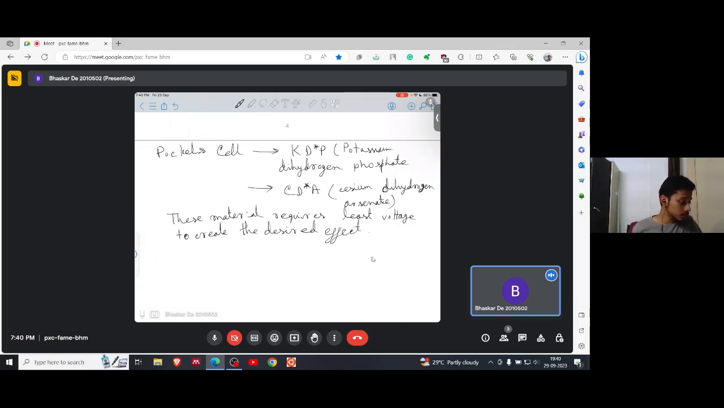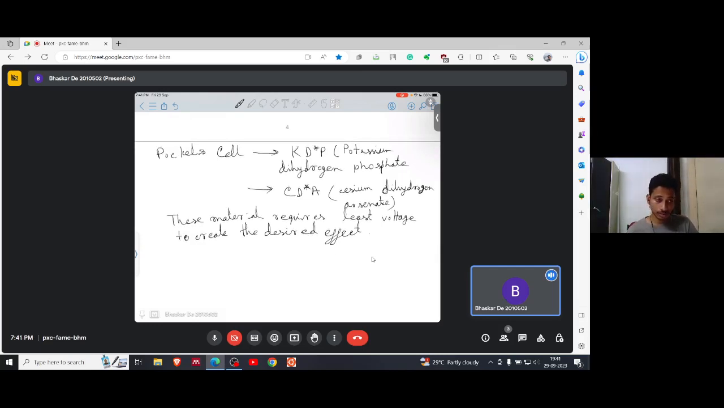So now the Pockels effect says that when we apply a voltage to the Pockels cell, it provides a rotation of the polarization of the beam that is proportional to the thickness of the cell and the magnitude of the field. So basically, the rotation of the polarization is dependent on the thickness and the magnitude of the electric field.